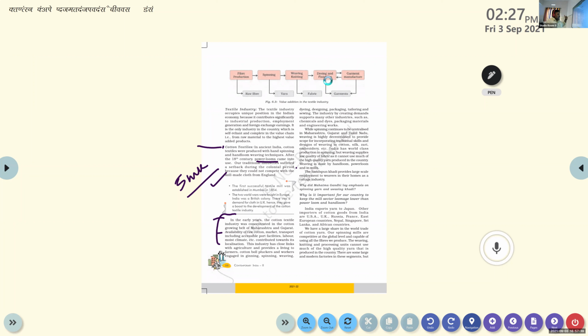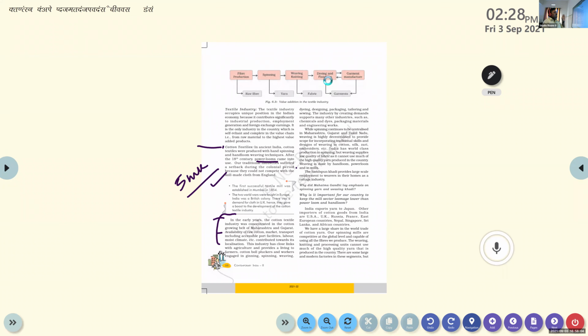Those people who cultivate the cotton, the ball pluckers and workers, they are cleaning, ginning, spinning, weaving, dyeing, I mean giving color to it, designing the dress material, packaging, tailors, the people who sew the dress, garments. So this group of people got employment in the cotton textile industries.